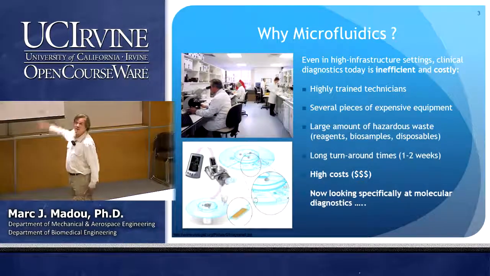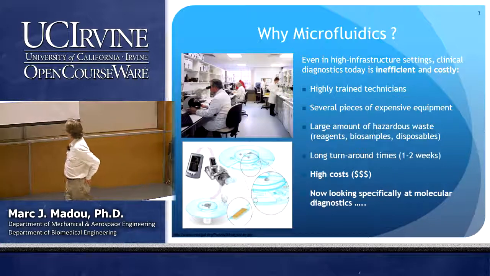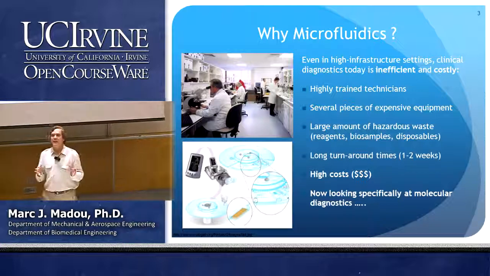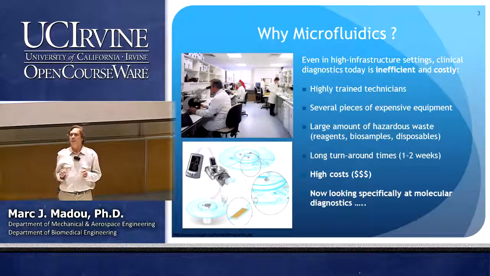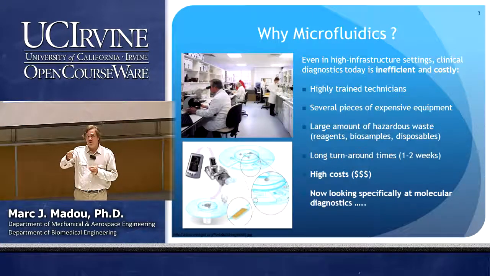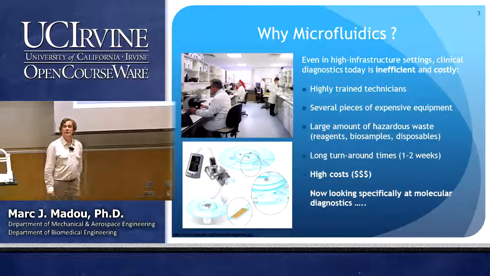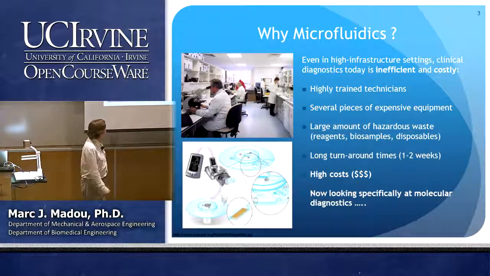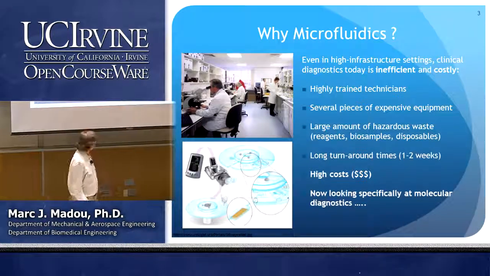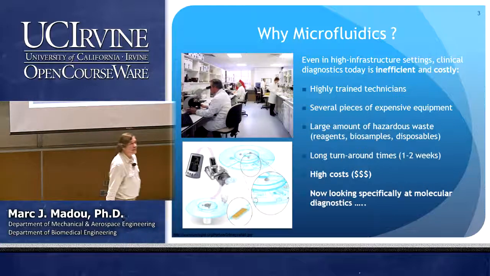So several pieces of expensive equipment, large amounts of hazardous waste, reagents, biosamples, disposables. That's why you want to do microfluidics, right? You use very, very small, teeny amounts on these CD platforms. Instead of using cuvettes, we use small cavities that we have carved out into the plastic of the CD. You also have long turnaround times, 1 to 2 weeks, and high cost.